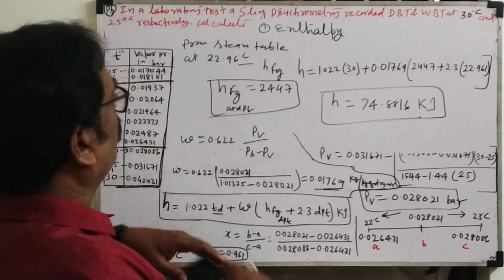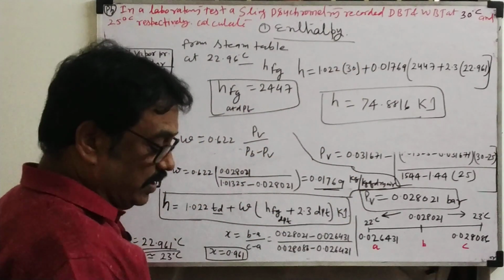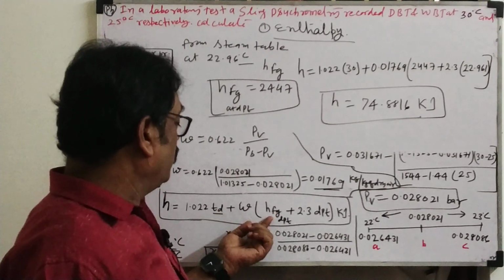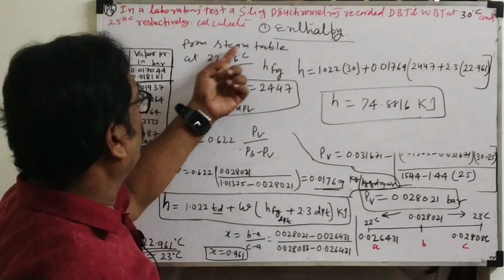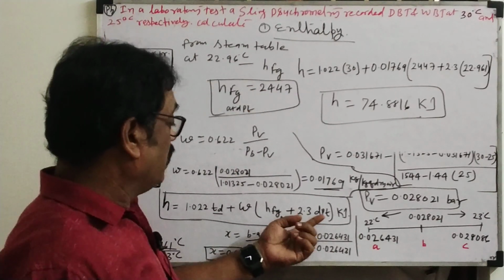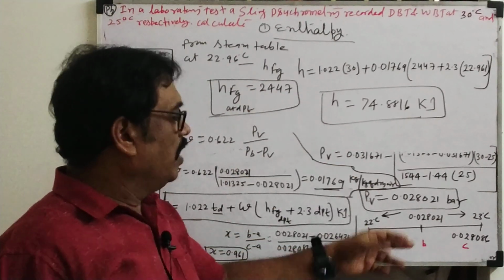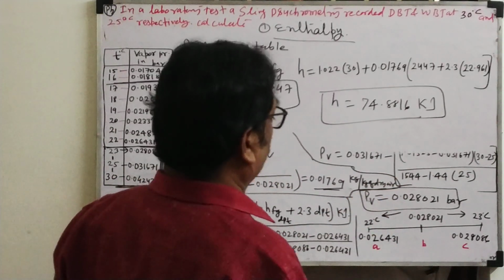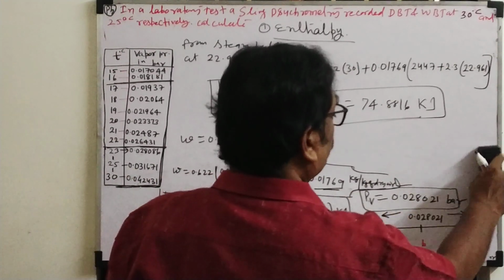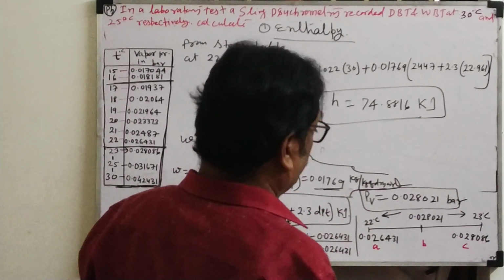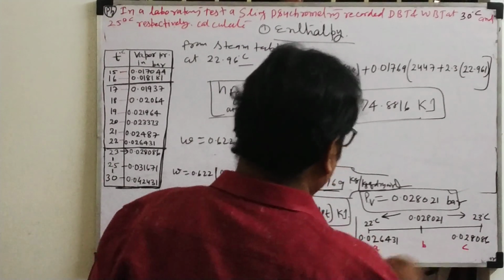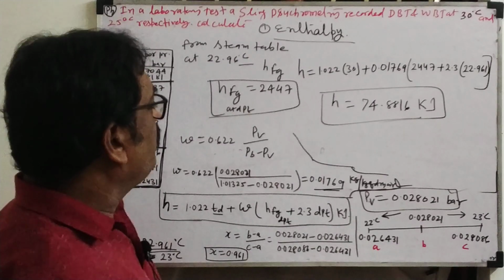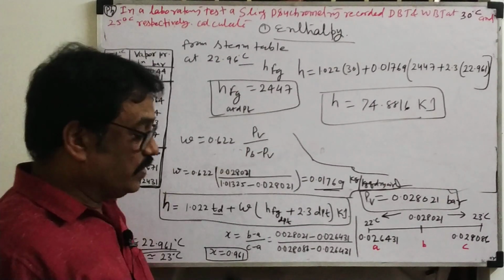So if they are asking only for the enthalpy, we need the specific humidity, and we need the HFG value, which we take from the steam table at the dew point temperature. Then we have to calculate the dew point temperature. For that we need to find the partial pressure of water vapor, which we calculated here by the interpolation method. We substituted that and got the enthalpy. So this problem is completed.